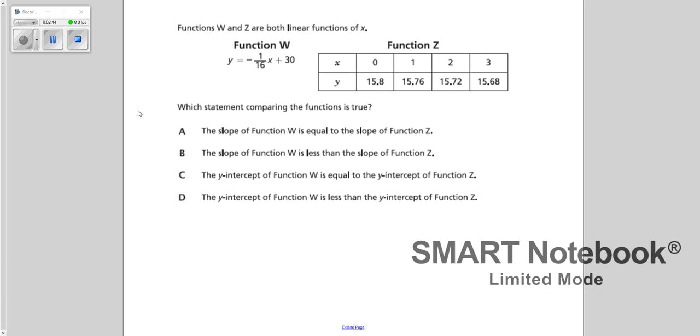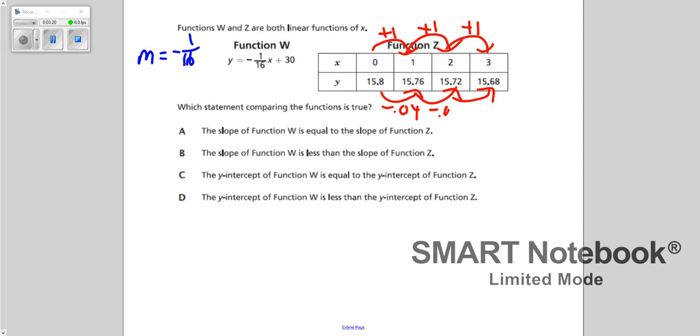Next question. There's 2 functions, one's an equation, one's a table, and we are comparing them. So choice A says the slope of function w is equal to the slope of function z. Well, the slope of function w is -1 over 16. The slope of function z I don't have, so I can figure it out by doing the jumps or by doing the slope formula, whichever you prefer. I'm going to do the jumps. I could see that it is going down 0.04 every time that the x value goes up 1.